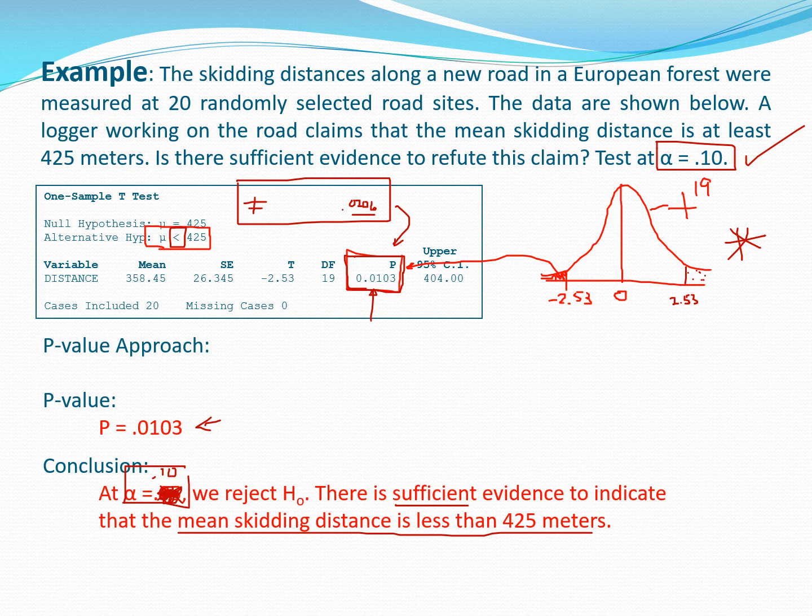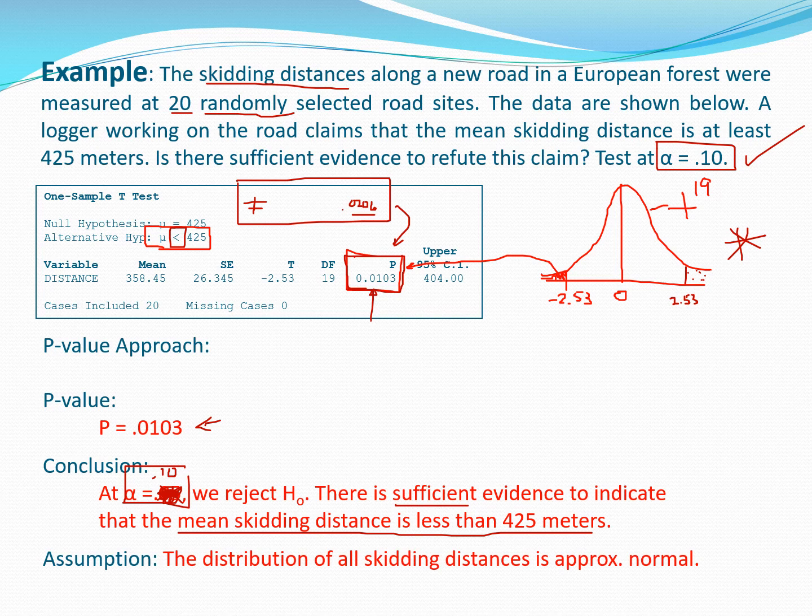What's the assumption that's necessary? I could have written this in the rejection region approach because it was necessary there. What's the assumption that's necessary? Well, because we have any sample, we need randomly selected data. That doesn't have to do with large or small, but because it's a small sample, we also need the population of X's to be approximately normal. What are the X's here? Tractor trailers? No. Roads? No. What's the variable? The skidding distances. We need the population of all skidding distances to be approximately normal. If that's true, then this analysis works great.